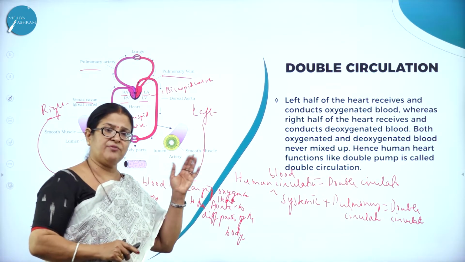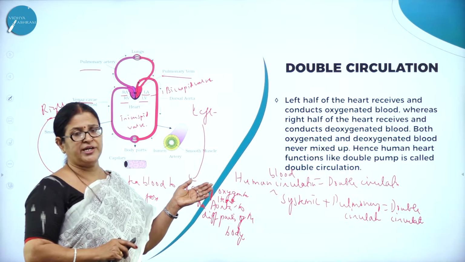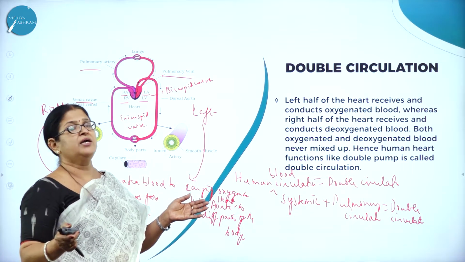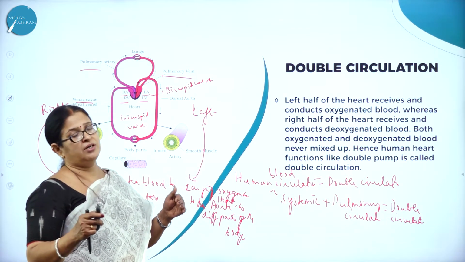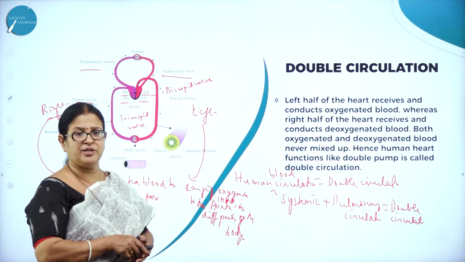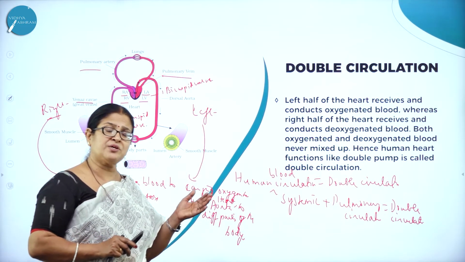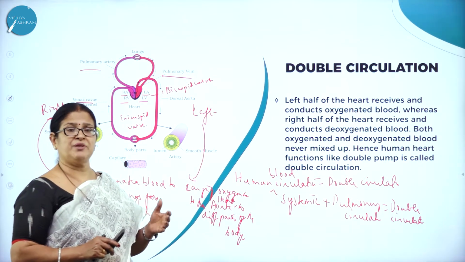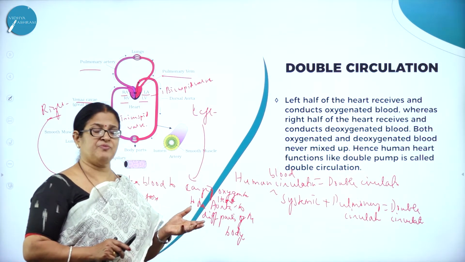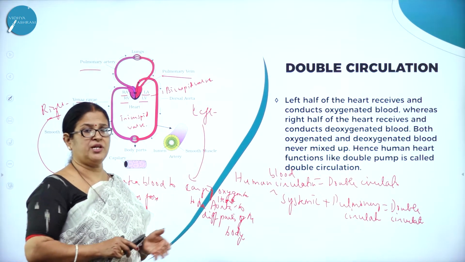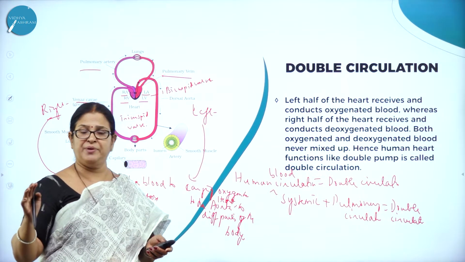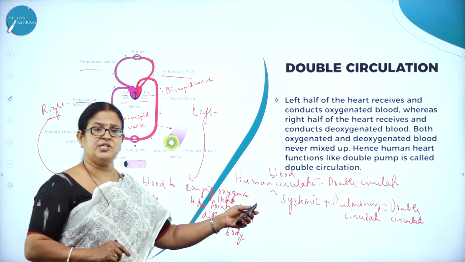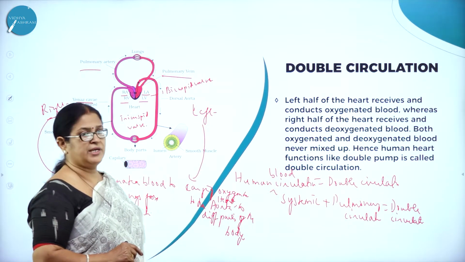That is, the right side of the heart is involved in carrying the deoxygenated or impure blood to the lungs for purification, and the left side of the heart is involved in carrying the purified blood from the lungs to the aorta. From the aorta it is supplied to the different parts of the body. So the circulation happening on the right side is called pulmonary circulation, and for anything to do with the lungs, we use the word pulmonary. The circulation happening on the left side of the heart is called systemic circulation, and pulmonary circulation and systemic circulation put together form double circulation.